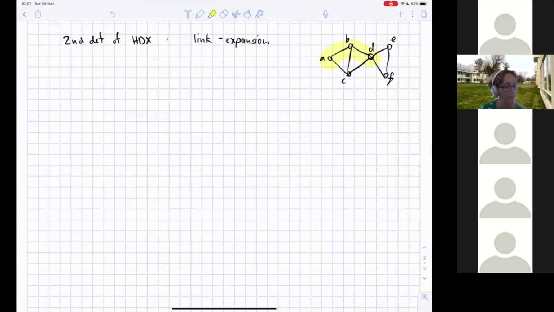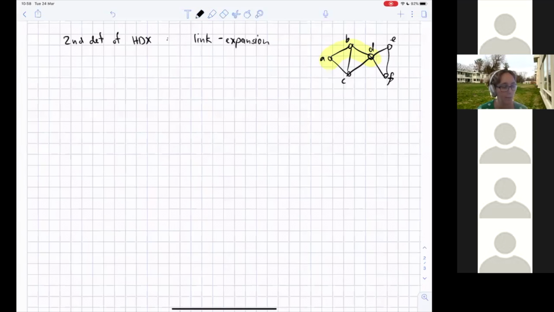So the link of C consists of 3 vertices, A, B, and D. And it's not only the vertices, it's also the edges between them. So if ABC was a triangle, then the edge AB is present in the link. In fact, the link contains all the subsets that contain C after you remove C from them. Since AC was a subset, when I removed C from it, I get A. That's how I get all the vertices.